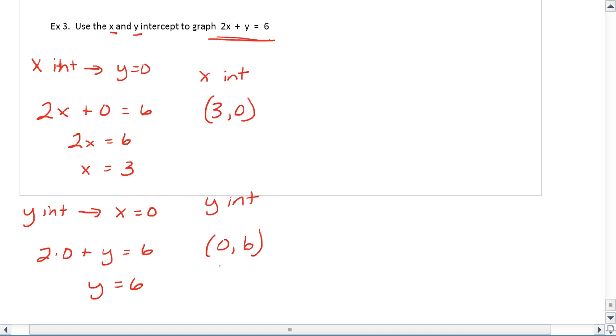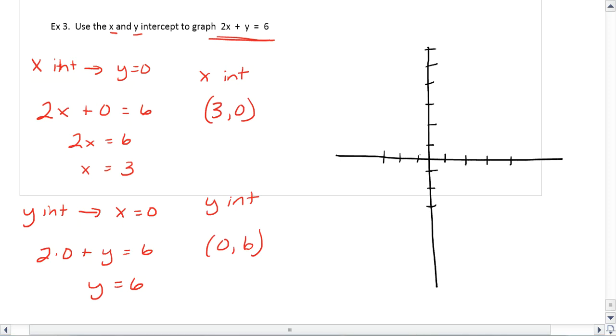So now let's graph these 2 points. We graph the x-intercept out here, 1, 2, 3, 0. So that's right here. Here's the x-intercept. Now the y-intercept is 0, 6. So that's not sideways at all, but up 6: 1, 2, 3, 4, 5, 6. So there are the two intercepts.